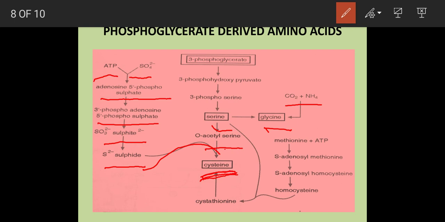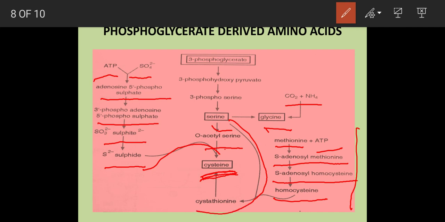In mammals, the pathway for the biosynthesis of cysteine is different from that of plants and bacteria. In mammals, methionine combines with ATP to form S-adenosyl methionine. This S-adenosyl methionine is converted to S-adenosyl homocysteine. S-adenosyl homocysteine then gives rise to homocysteine, and when this homocysteine combines with serine it gives rise to cystathionine. Cystathionine then gives rise to cysteine. As a result, three important amino acids are formed.